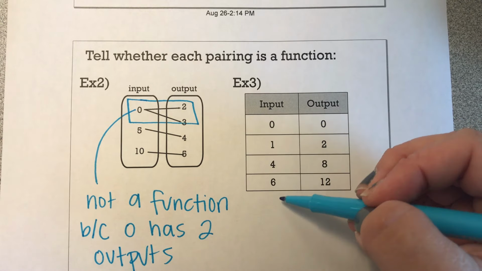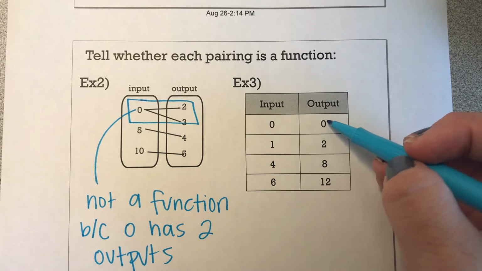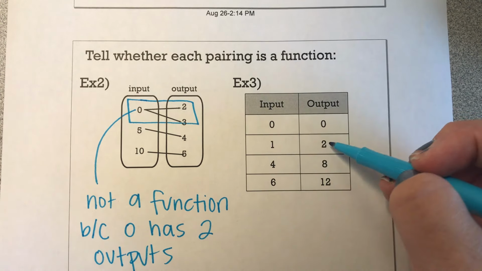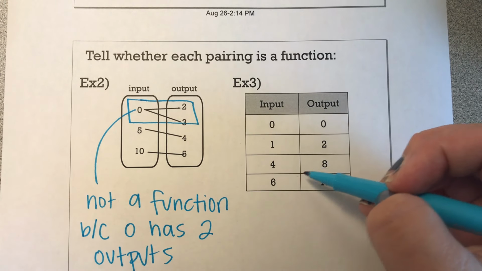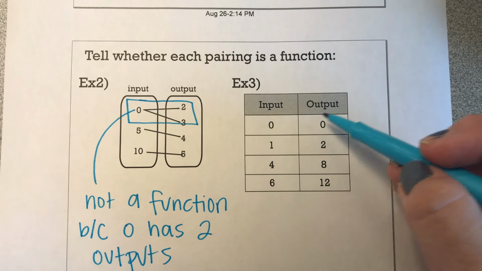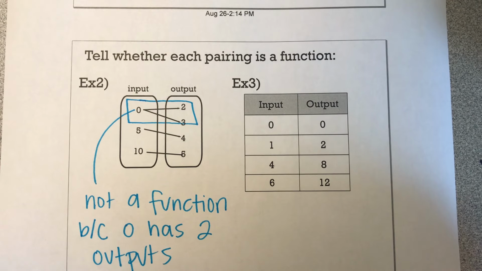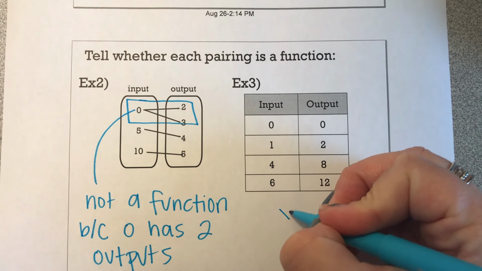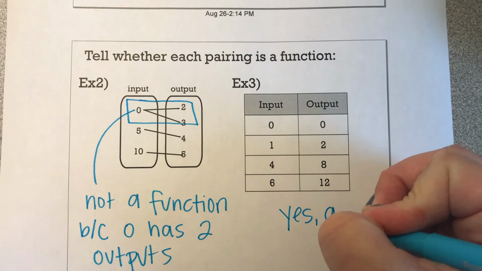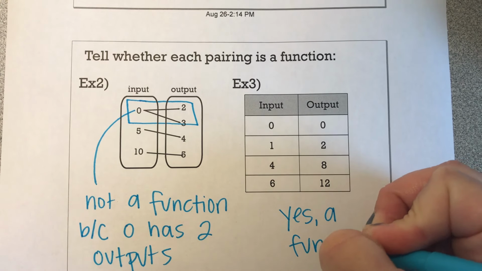Okay, let's look at this one. So 0 has an output of 0, 1 has an output of 2, 4 and 8, 6 and 12. So does each input only have one output? Yes. So this one is a function.